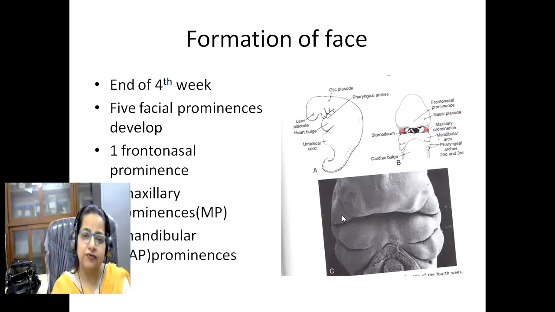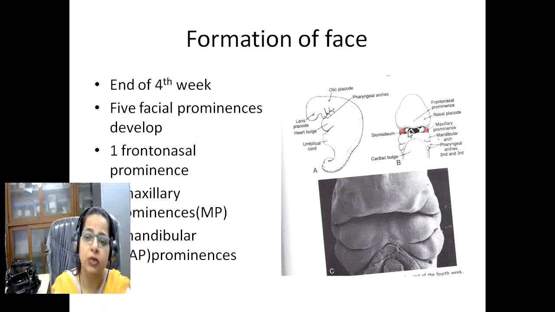Now the face is formed by 5 facial prominences. One is the single frontonasal prominence, lying in the midline. In the side view of the developing embryo, you cannot appreciate the facial prominences. So this is the ventral aspect of the developing embryo, where you can appreciate the frontonasal prominence in the midline, and on either side there are 2 maxillary prominences, whereas caudally there is the mandibular prominence. These again are 2 in number.